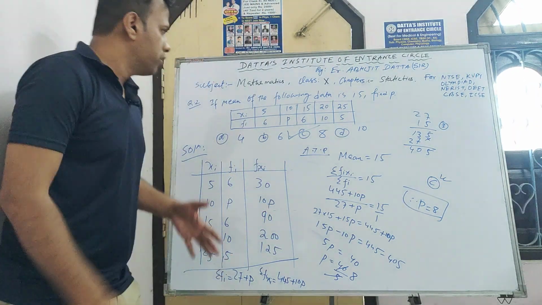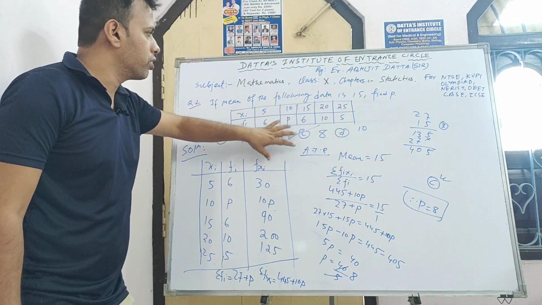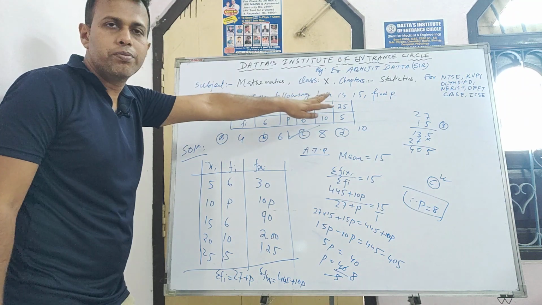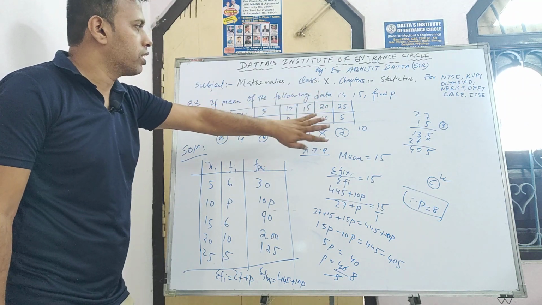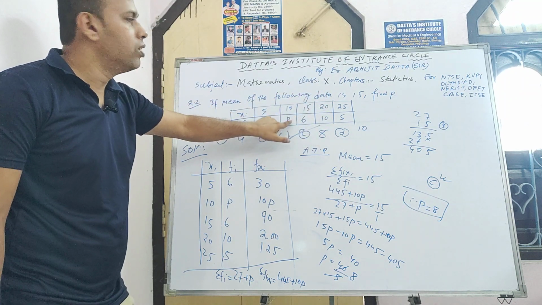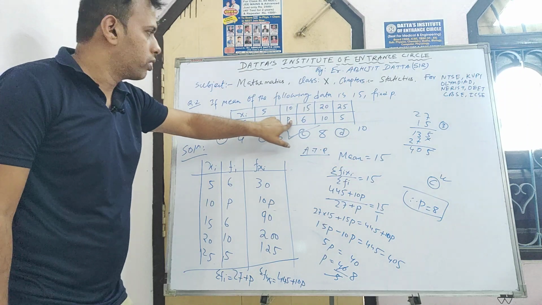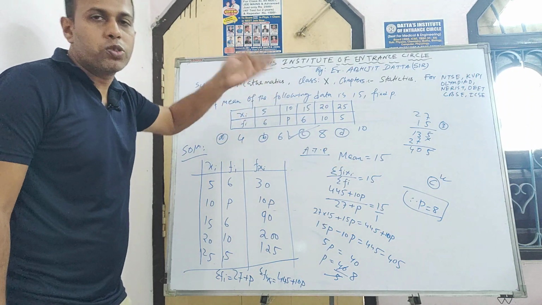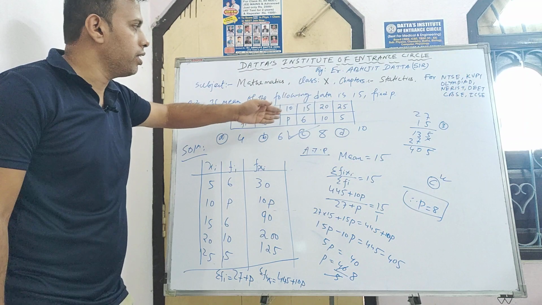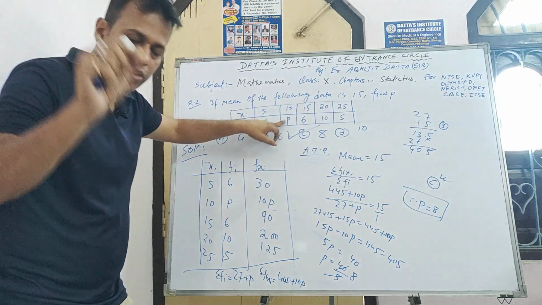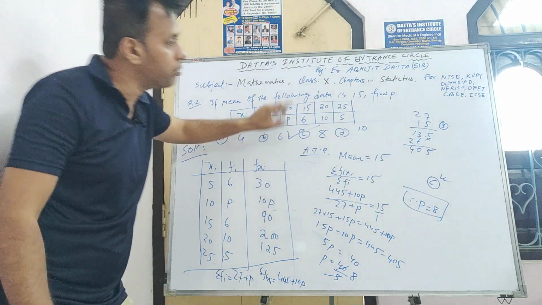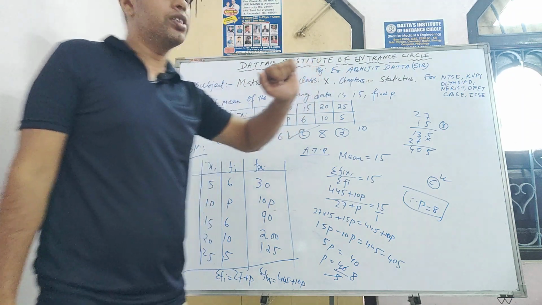In short, they have given that the mean of the following distribution of data is 15. From that we have to find the frequency p, that is, how many times 10 occurs. So they have given that 10 occurs p times. You have to find the value of p if the mean of the distribution is 15.